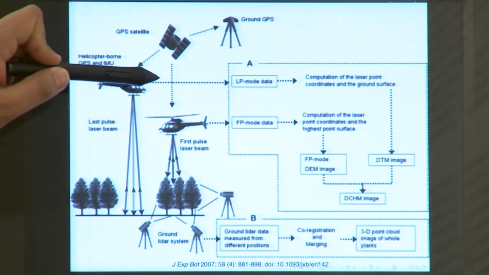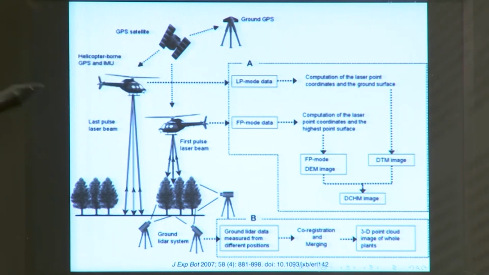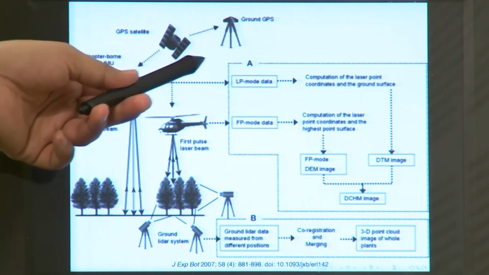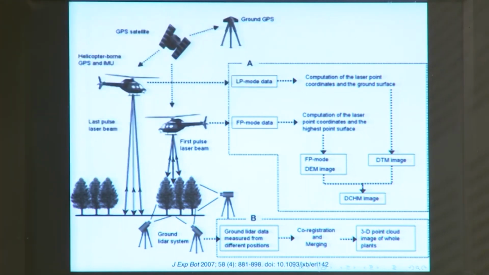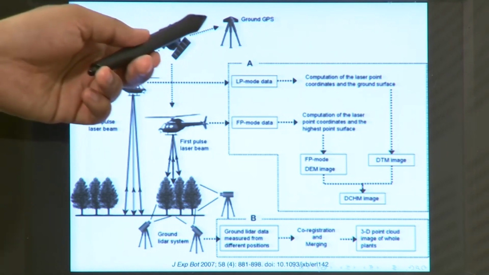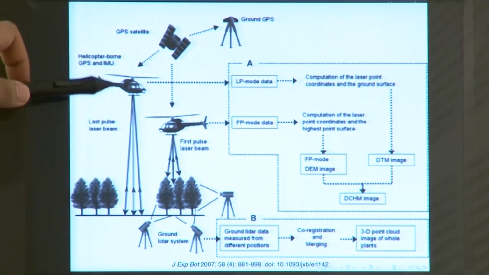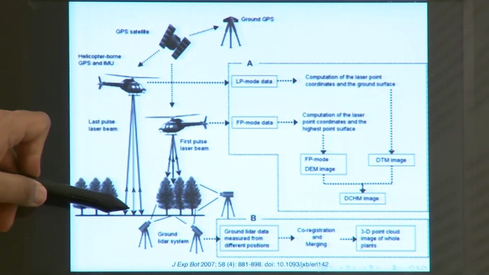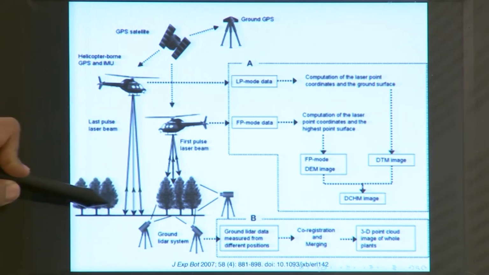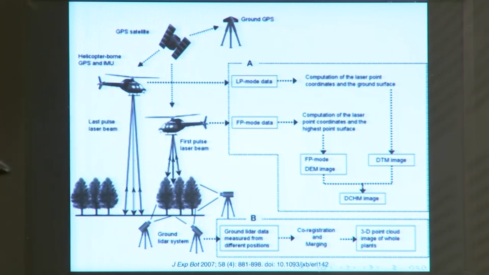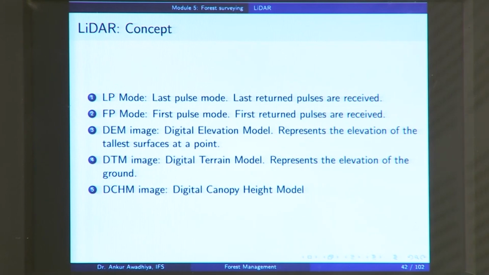Now, here you are using a helicopter as the aircraft. So, you have a helicopter-borne GPS and IMU, it is taking data from the GPS satellite and comparing it with the ground GPS to know its differential position with respect to the ground GPS. So, you exactly know the location of the aircraft. Now, in the last pulse laser beam method, you are measuring the ground surface. In the first pulse laser beam, you are measuring the top surface.